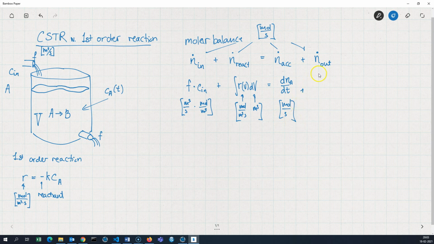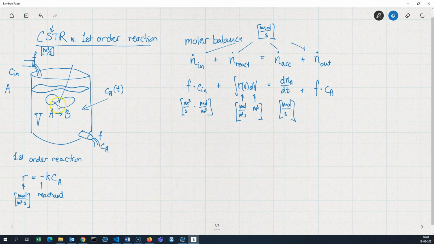And finally, the outflow of compound A can be written as F times, well, what's the concentration of the outflow here? Well, we will assume that it has the same concentration as inside the tank, because we will assume that the tank is well stirred, hence the name stirred. That means that there's the same concentration everywhere in the tank. That's something we assume, at least. So the outflow is going to have that concentration. So I can put that into the equation here.